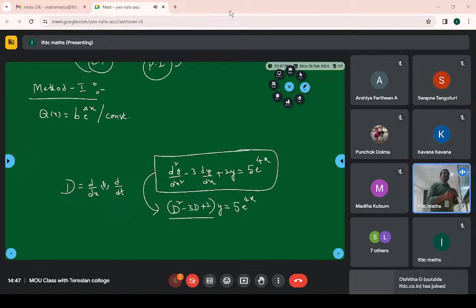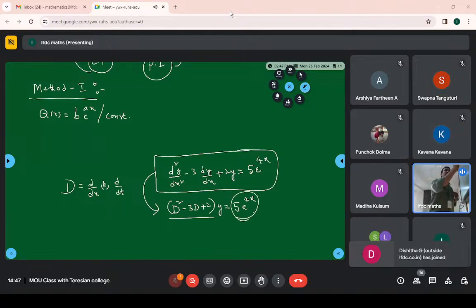Then the main problem here is how to handle this kind of function on the right hand side. If 5 into e power 4x comes, what is the procedure, how to solve such a problem? Do you have any shortcut method, or do you have to do the tedious job? What is the procedure to understand whenever the right hand side function is in the form of b into e power ax?